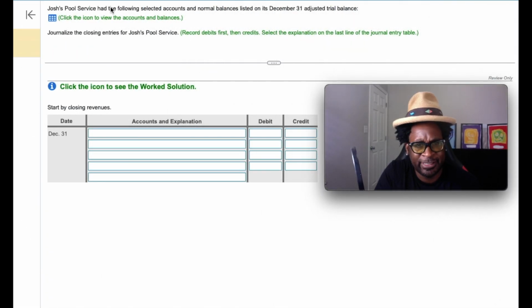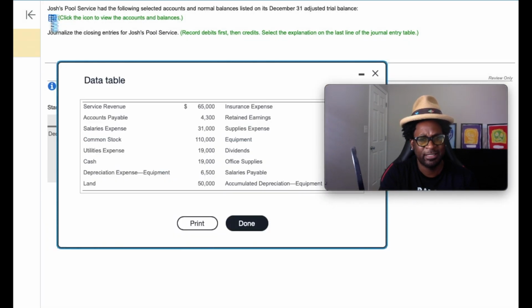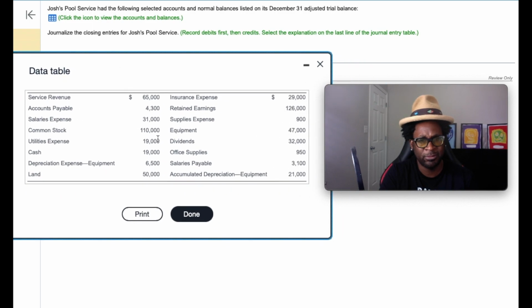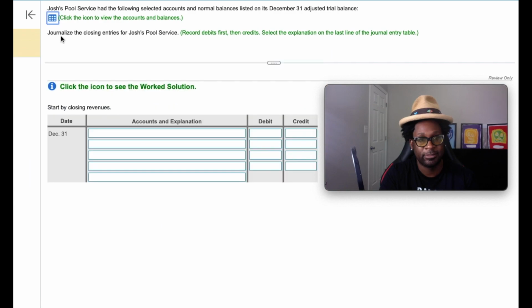Josh Pool's Service had the following selected accounts and normal balances listed on December 31st adjusted trial balance. Check out this beautiful, well, it's not a trial balance actually, gang. It's just a bunch of accounts and their balances. Journalize the closing entries for Josh Pool's Service. Okay, easy breezy. So here's the deal, gang.